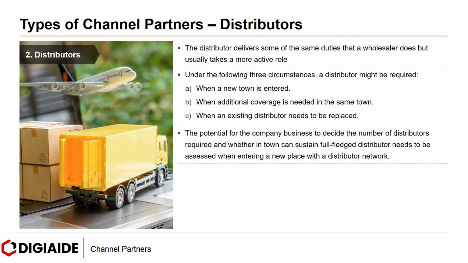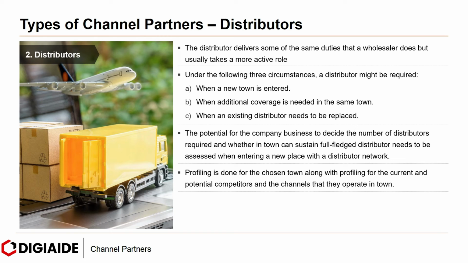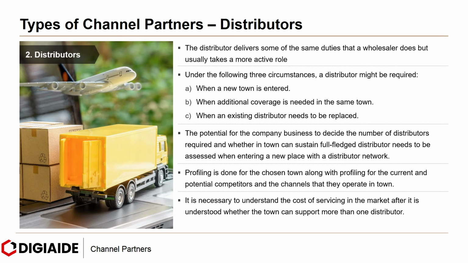The potential for the company's business, the number of distributors required, and whether a town can sustain a full-fledged distributor need to be assessed when entering a new place with a distributor network. Profiling is done for the chosen town along with profiling of the current and potential competitors and the channels that they operate in the town. It is necessary to understand the cost of servicing in the market after it is understood whether the town can support more than one distributor.